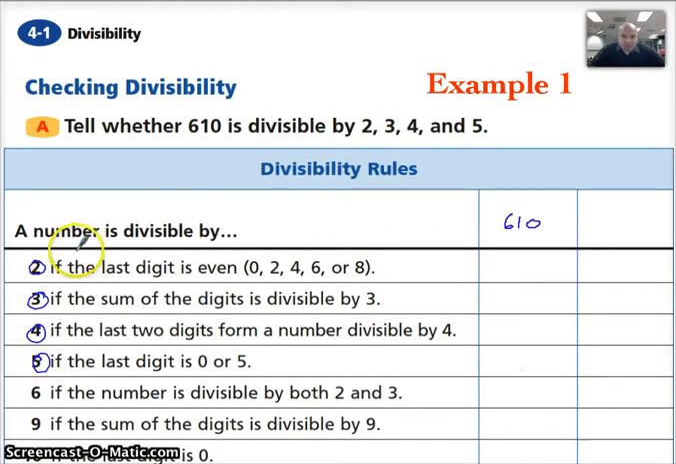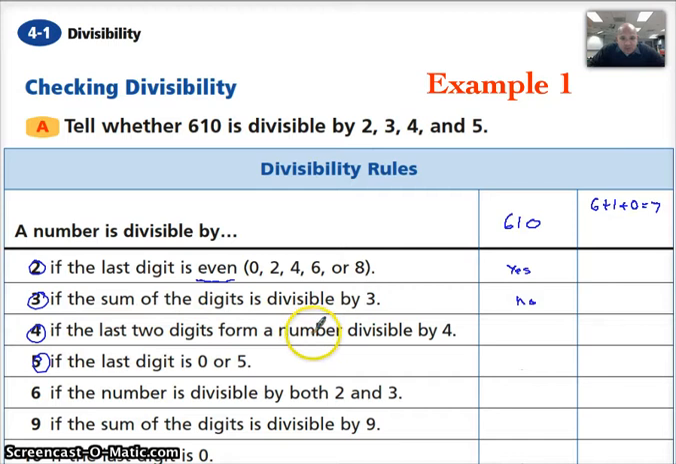For example, here we have 2. Is 2 a factor of 610? Well, we have to look at 610 and determine, is it an even number? And indeed it is. So we're going to say yes to 2 being a factor. For number 3, we have to add the sum of the digits. So I'm going to add the sum of the digits over here. 6 plus 1 plus 0, and that equals 7. Is 7 divisible by 3? No, it's not. So 610 is not divisible by 3.